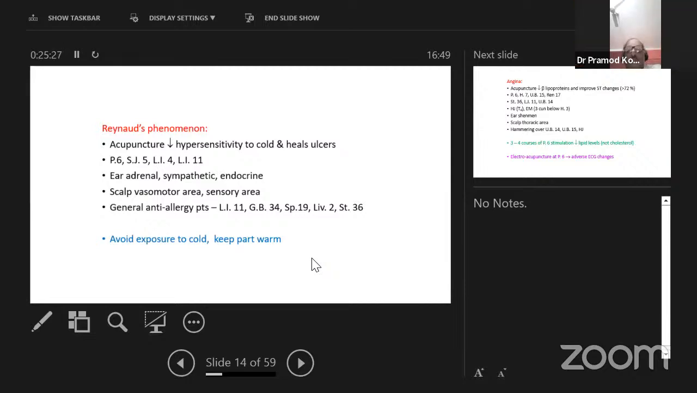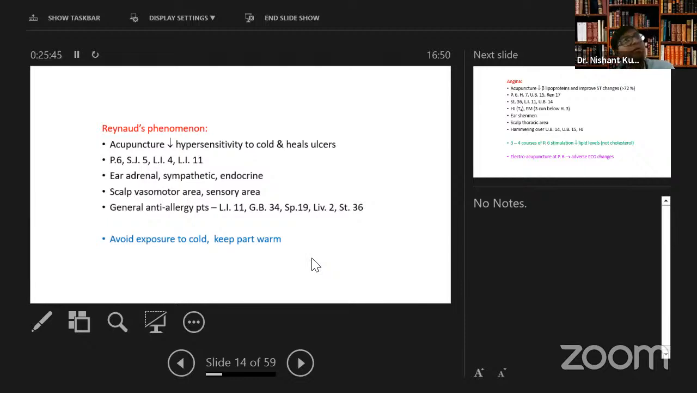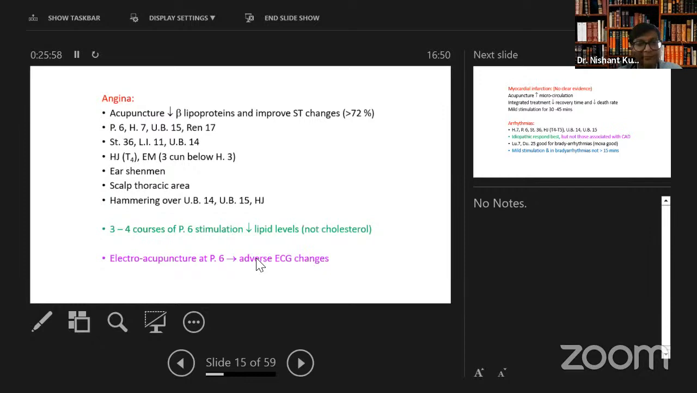Scalp vasomotor area and sensory areas on the scalp. Scalp में what was important thing? Left leg में अगर problem है तो कौन से scalp में लगाओगे? Opposite side. Okay. And general anti-allergy points which are LI11, GB34, spleen 19, liver 2, and stomach 36. Again, the primary cause of pathology, you have to remove the inciting event. उसके बिना ठीक नहीं होगा.